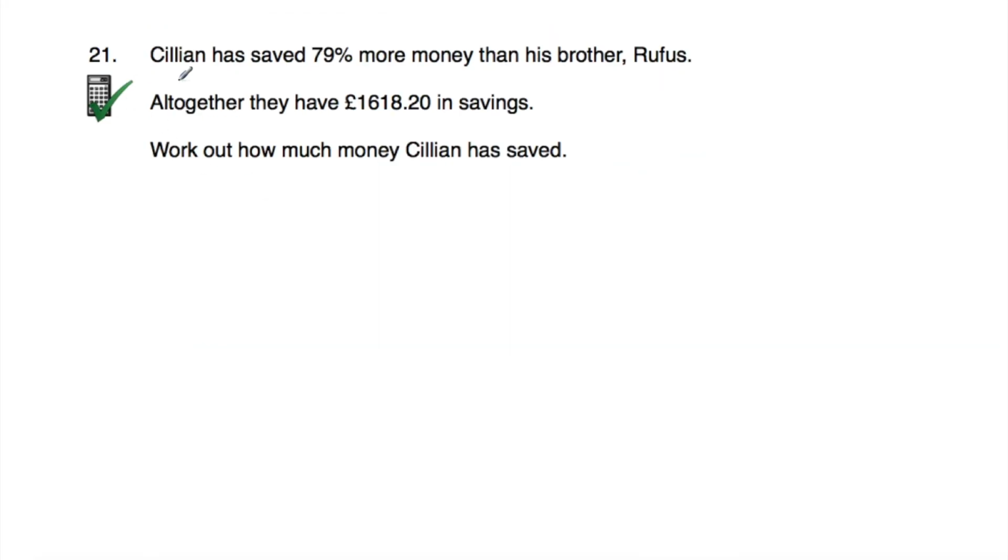Question number 21 says that Killian has saved 79% more money than his brother Rufus, and altogether they have £1,618.20 in savings. The question says, work out how much money Killian has saved.